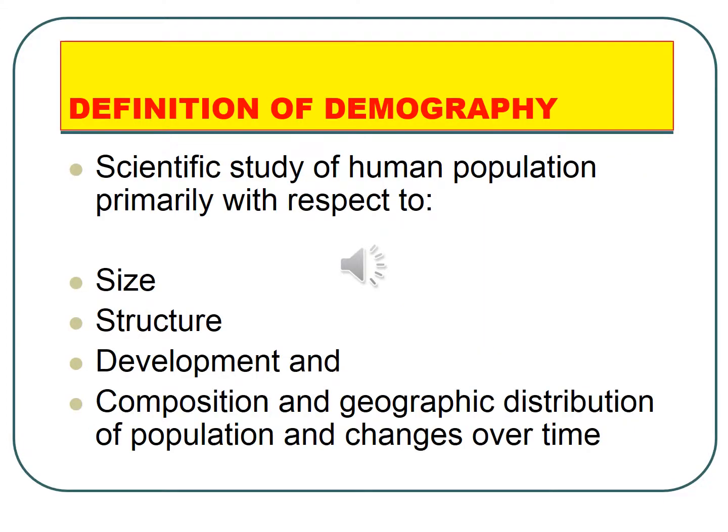What is the definition of demography? It can be defined as the scientific study of human population, primarily with respect to size, structure, development, composition, and geographic distribution of population. All this is very dynamic and changes over time.